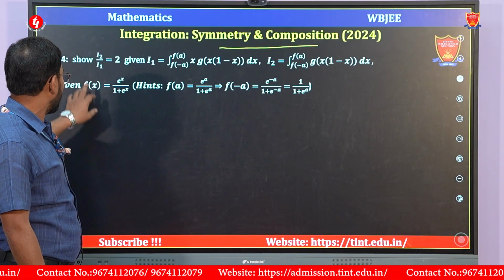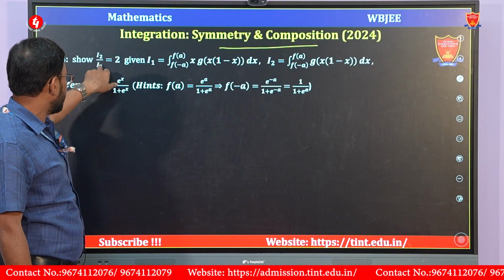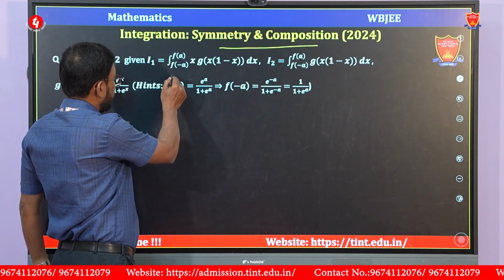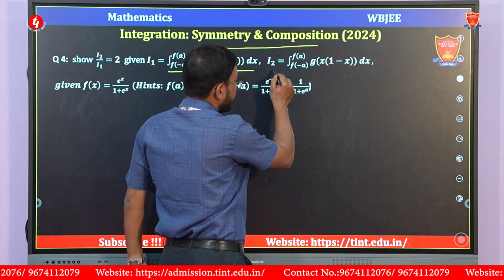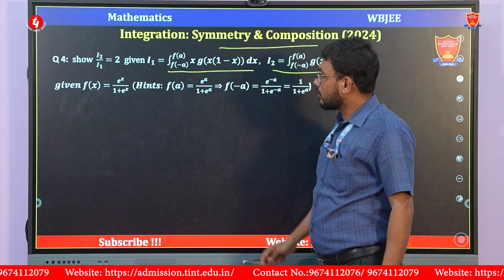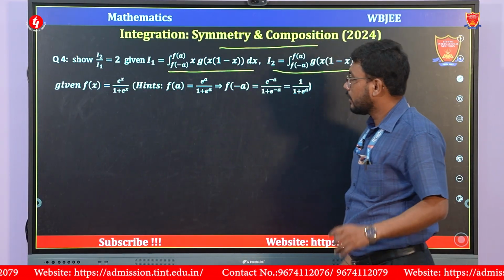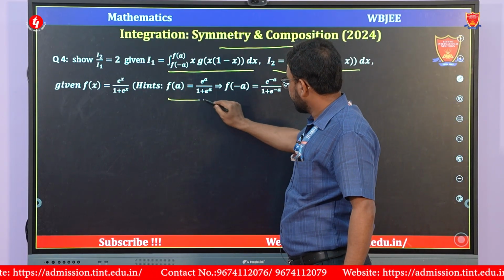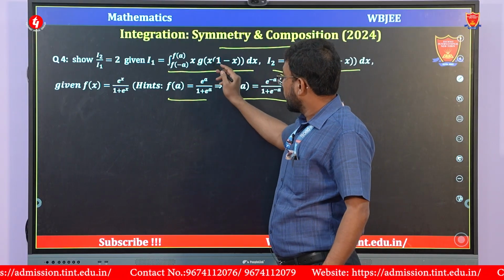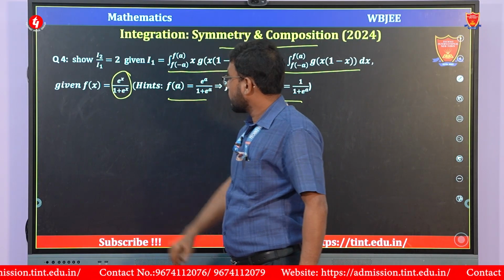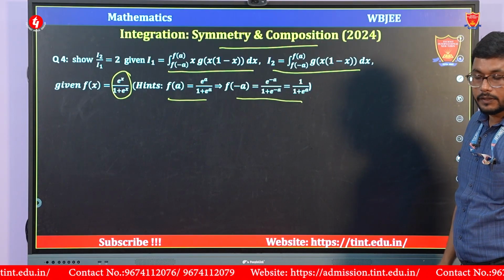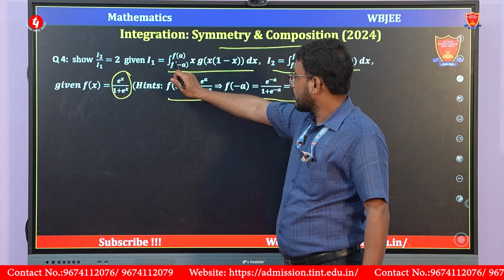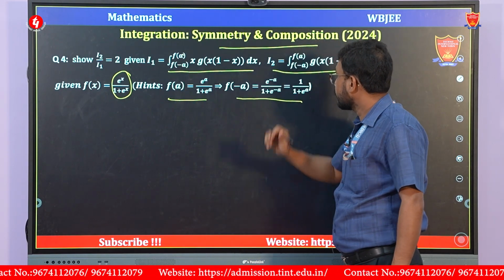Now, for this particular problem, what is given? We have to calculate I2 by I1, given two integrals I1 and I2. What is I1? I1 is this one, and what is I2? This one. You will calculate I2 by I1. Okay. Now, given a hint, the given function is e to the power x by 1 plus e to the power x. So, first you check the lower limit f of minus a and the upper limit f of a, for both integrals. Okay.